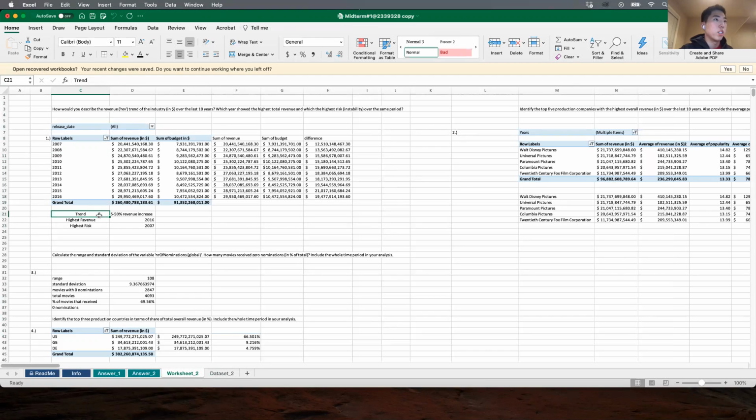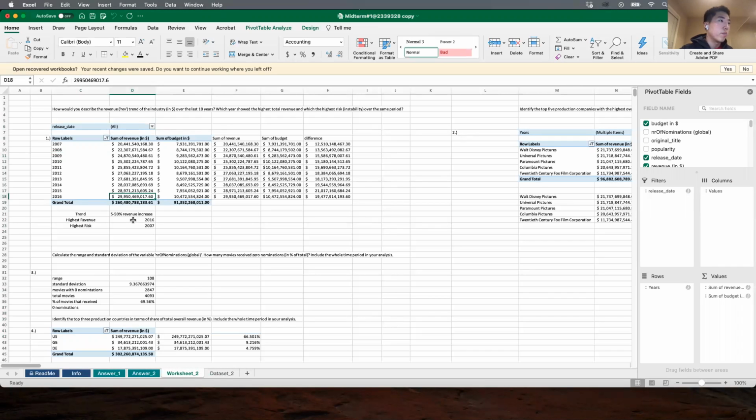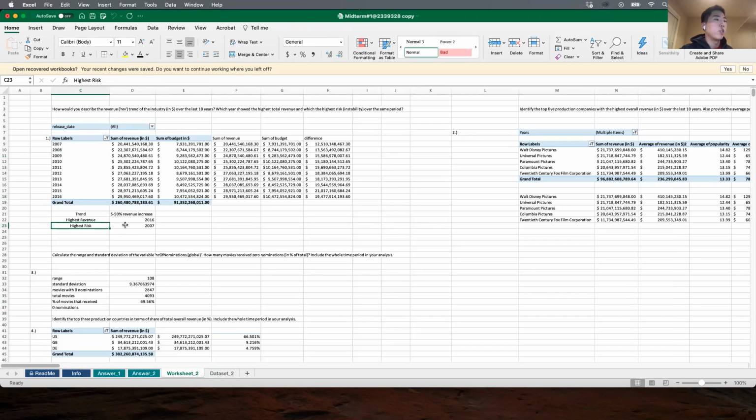So to answer the trend question, I chose the option of the 5 to 50% revenue increase. This seemed the most likely, the one that made the most sense. For the highest revenue, we can see that 2016 had the highest revenue. And for the highest risk, I chose 2007 because if we take the sum of revenue and the sum of budget and we find the difference, which is the profit, 2007 has the lowest profit margins compared to the other years in this pivot table. And I felt that in comparison to the other years, that would be the riskiest.